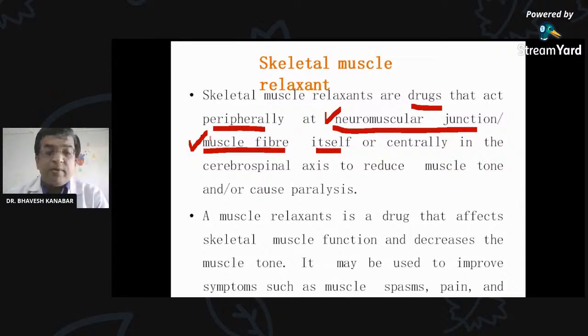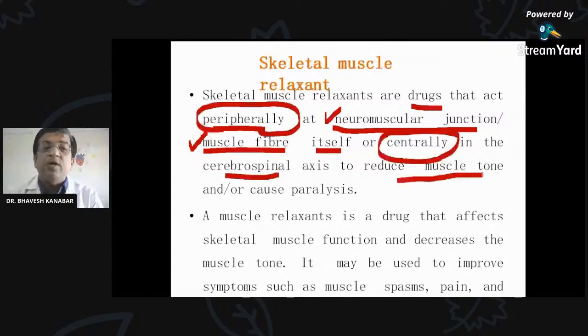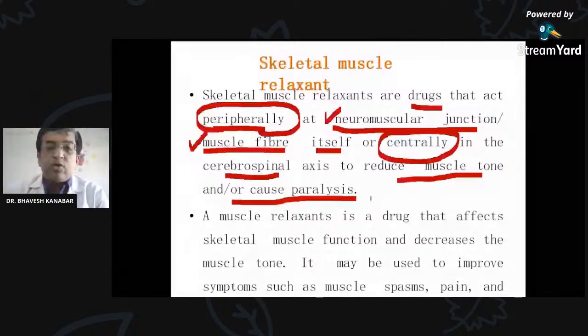There are two types of muscle relaxants, peripheral muscle relaxants and central muscle relaxants. Peripheral muscle relaxants act at the neuromuscular junction or at the fiber itself. Central ones act on the central nervous system and reduce the muscle tone, and it may cause temporary or permanent paralysis. So the drugs which are used in anesthesia as well as for treatment purposes are causing paralysis.